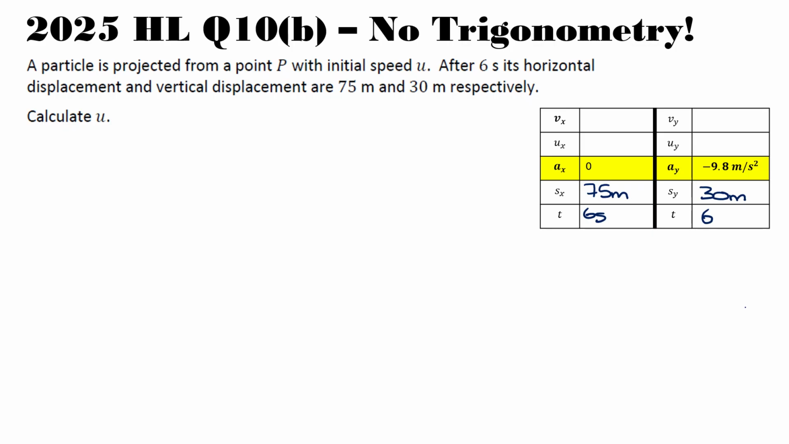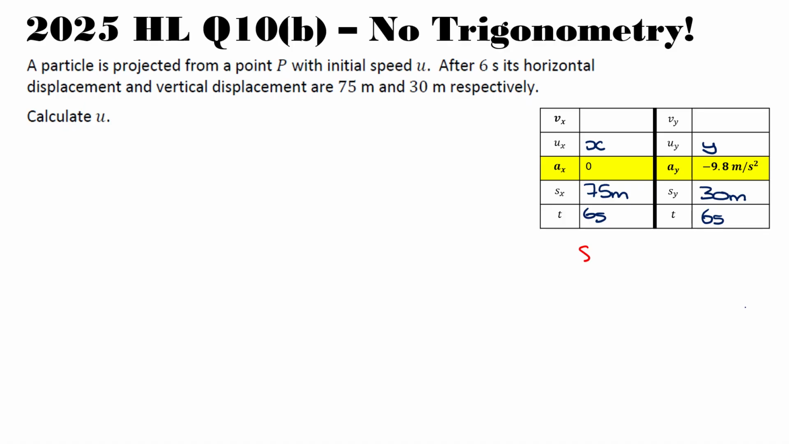Now, the difference with this no trig method is that we're not going to resolve our initial speed. We're going to treat the two components separately, yes, but we're not actually going to resolve them using sine and cos. I'm going to simply call this one x and this one y. Now, I'm going to do the same process as before.